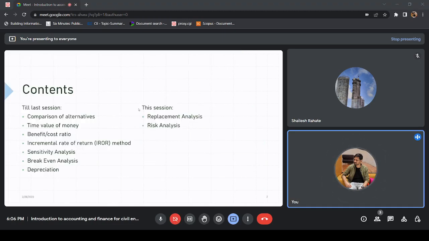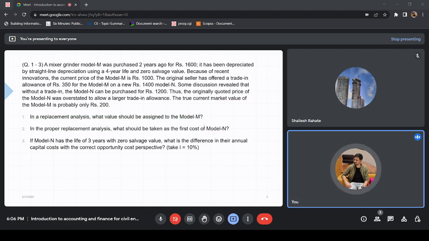So, moving to the contents, this session will be discussing replacement analysis and risk analysis. We start with the basics of what cost we consider. There is a mixer grinder model M that you purchased 2 years ago for rupees 1600, with straight line depreciation for a 4 year life and zero salvage value. Because of recent innovations, now you can buy the same model for rupees 1000.